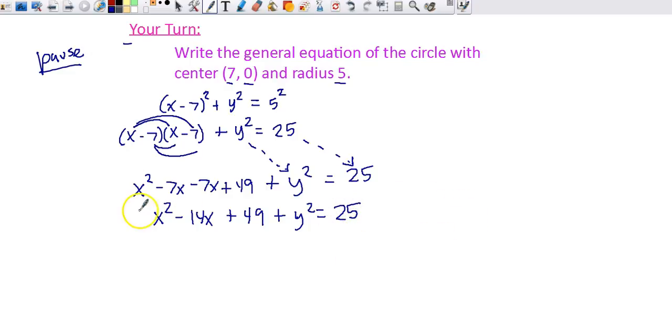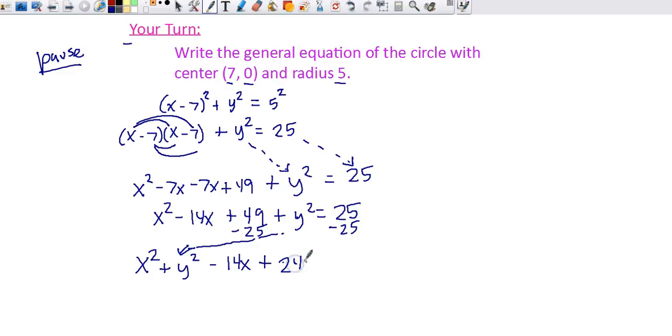And we want to get everything to this side and rearrange. So I'm going to do that all in one operation. 49 minus 25 is going to be 24. So we'll say x squared, we're going to move this over here, so plus y squared. And then we have a minus 14x. And because there wasn't anything with the y squared, there is no y term. So your next number will be 49 minus 25, which is 24. And then we set that equal to 0.